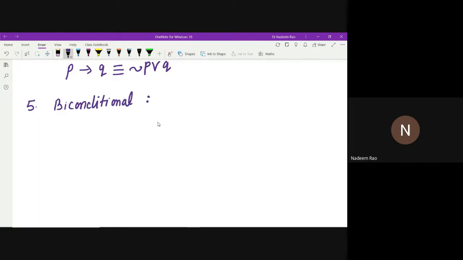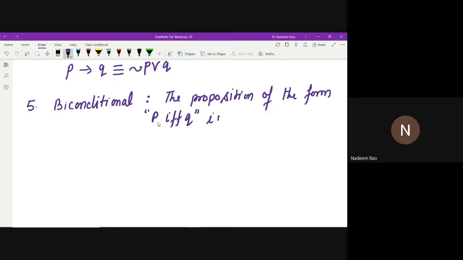Biconditional. The proposition of the form P if and only if Q is called a biconditional proposition.